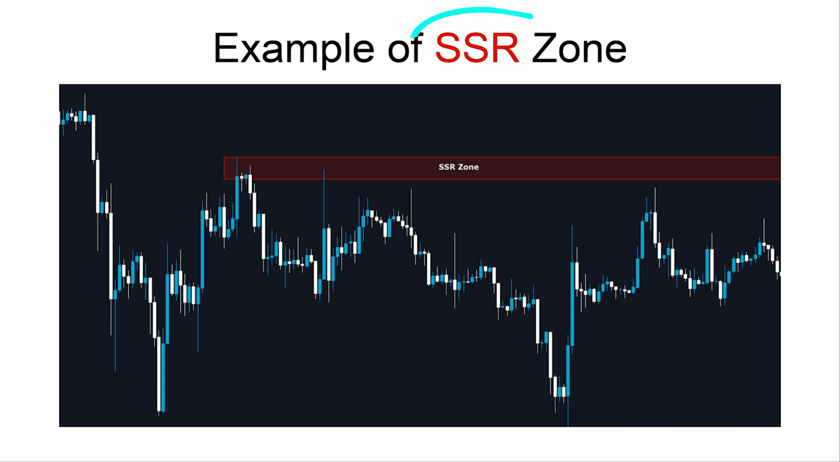Here we see an SSR zone. We notice that this consolidation zone formed before a bearish reversal to the downside. The strength of this zone was confirmed when price broke bullish market structure and made a lower low here. Now, let's look at the time spent forming this zone. This zone formed over a few sessions, which means that it's not as strong as a single candlestick, but still valid nonetheless.